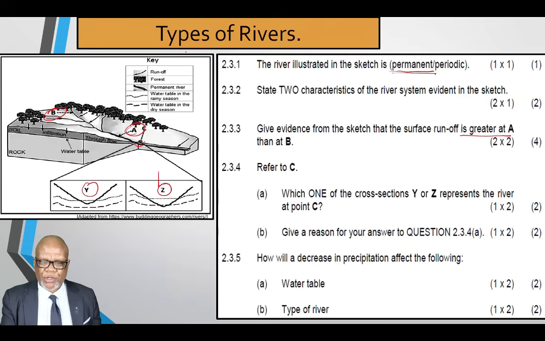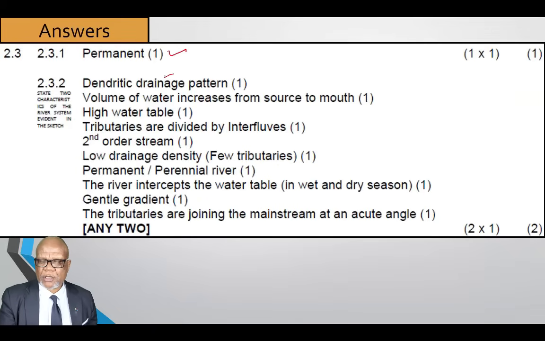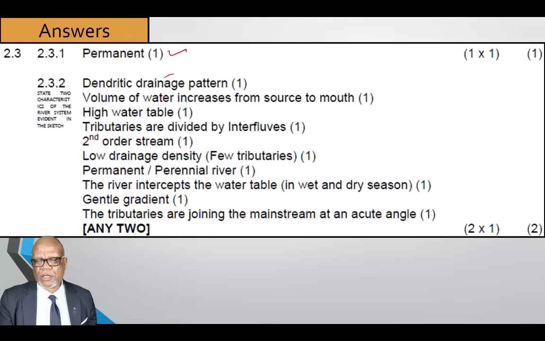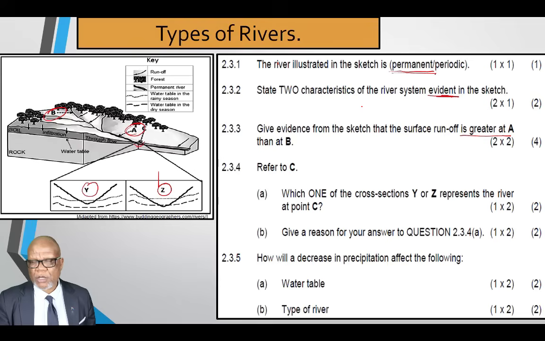And now, the question is, what is it that you can see? State two characteristics of the river system evident. You can see the dendritic pattern. Can you see the dendritic pattern? Here is the dendritic pattern there. Can you see it? What else can you see? The volume of water increases from source to mouth.